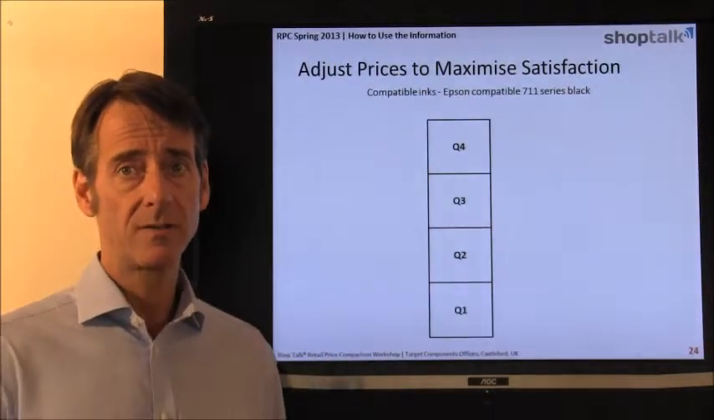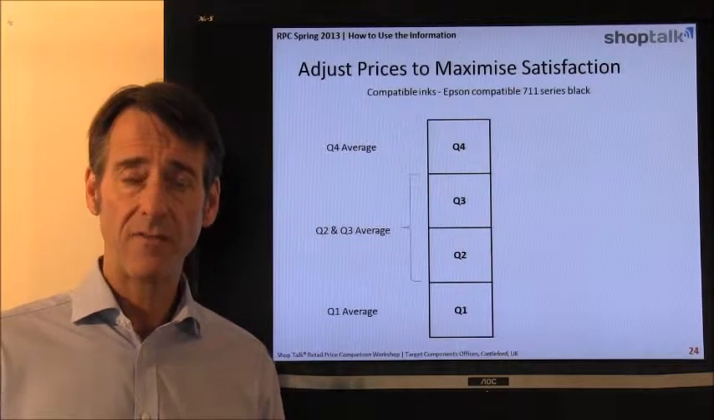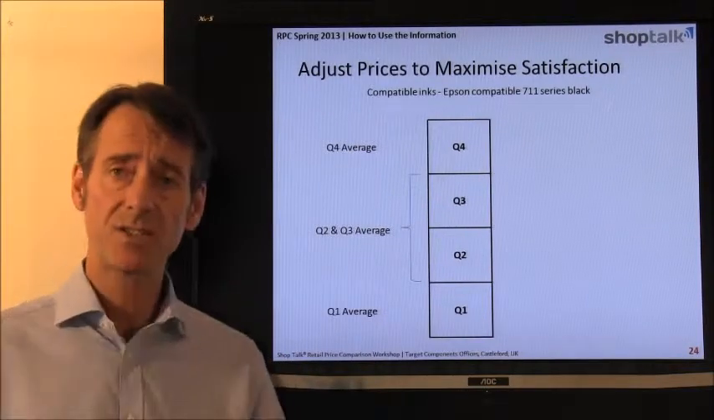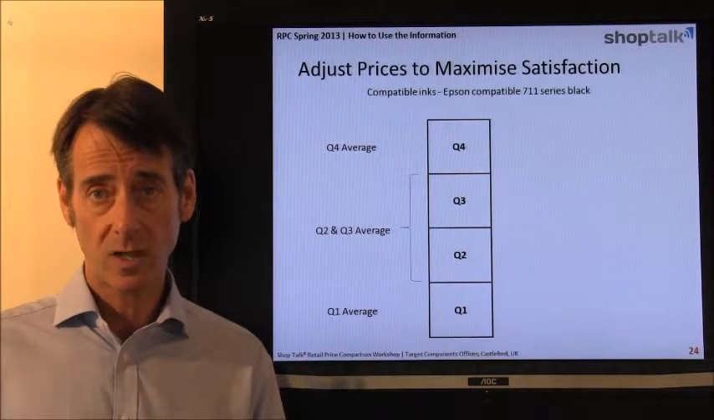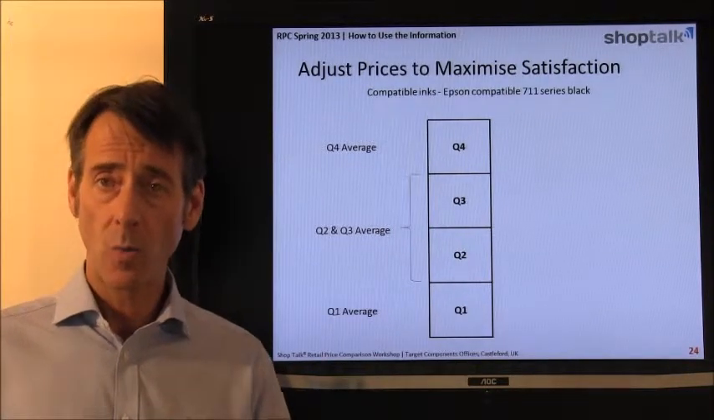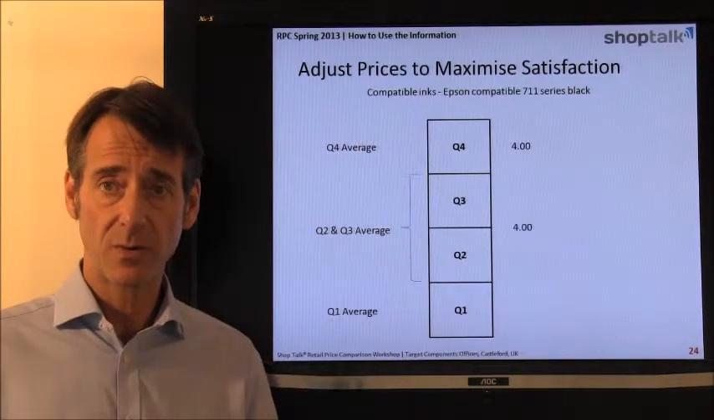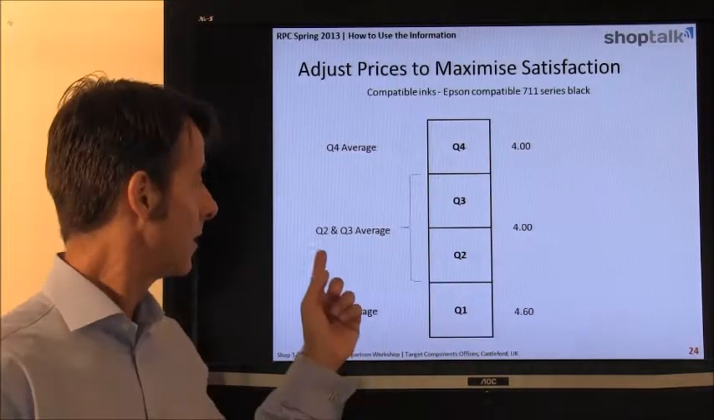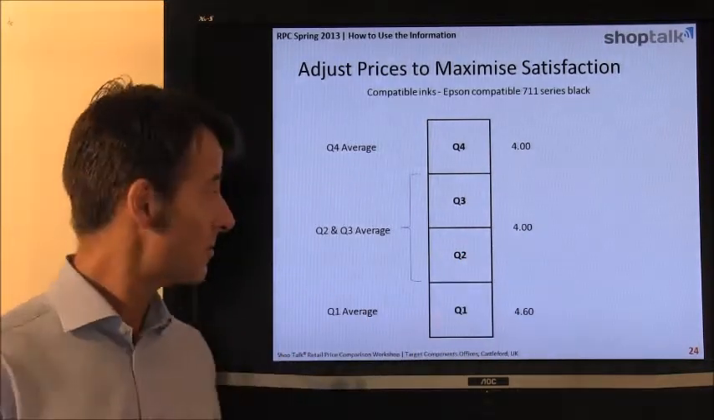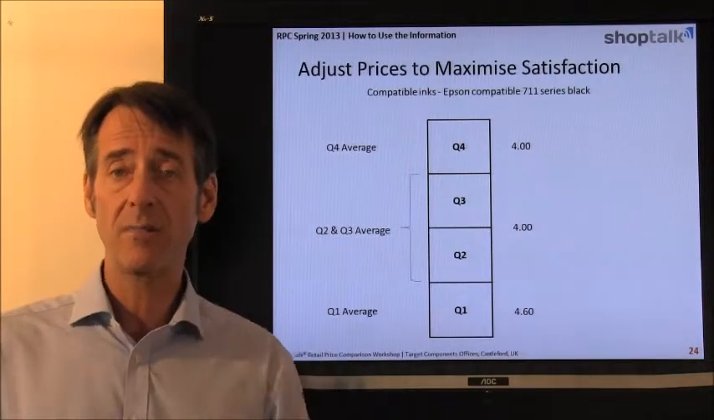What does that look like? So we've got our 4 quartiles again, the highest through to the lowest. And the 3 values that matter in terms of satisfaction: quartile 4 average, quartile 2-3 average, and quartile 1 average. What are the values that come out from our peers in terms of satisfaction with this product? Okay, Q4 average is 4, Q2-3 average is also 4, so it's quite flat. Q1 average, 4.6, suddenly a great big jump.